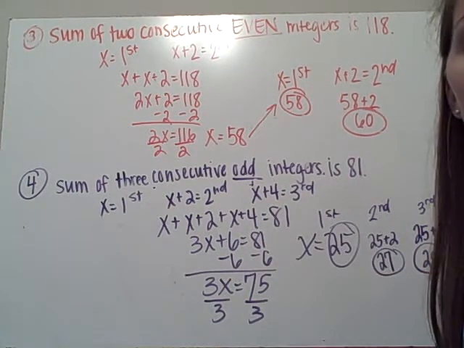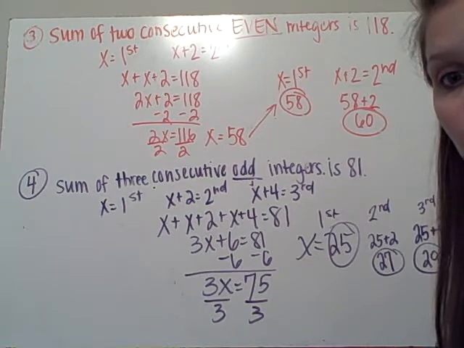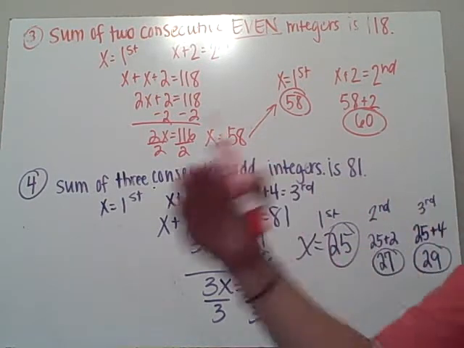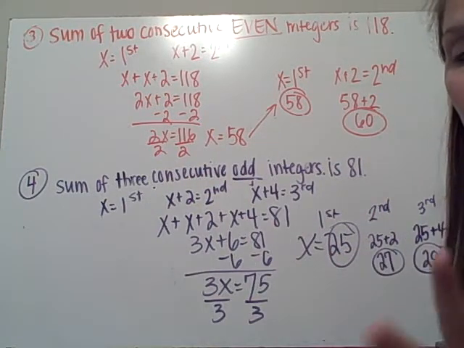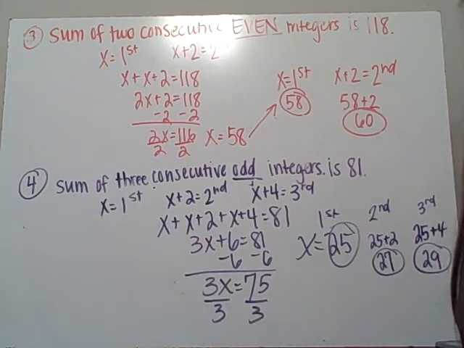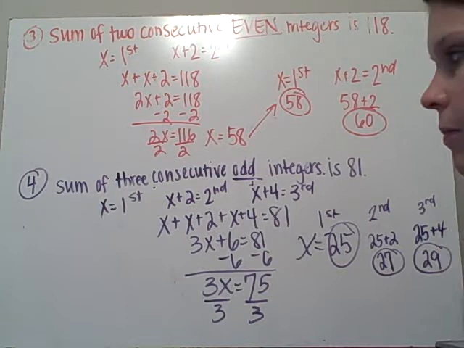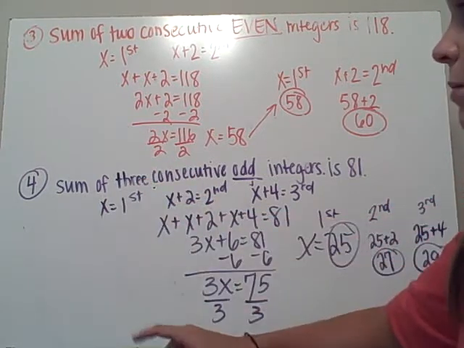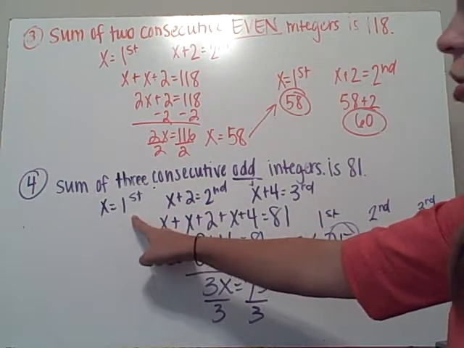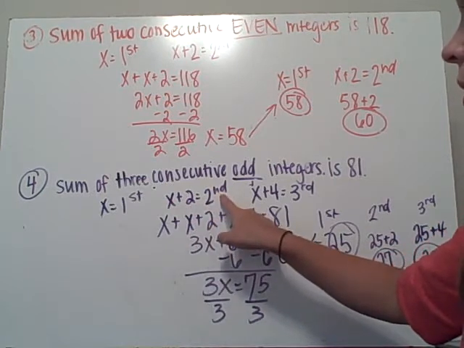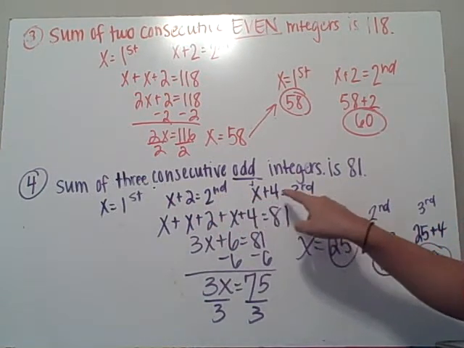You're going to set this up just like we did even integers. Because if we go from 3 to 5, we're still adding 2 to be able to get to that next odd number. 5 to 7, you're adding 2, so on and so on. But we have 3 of them, so x is going to be our first integer, x plus 2 is going to be the second, and x plus 4.